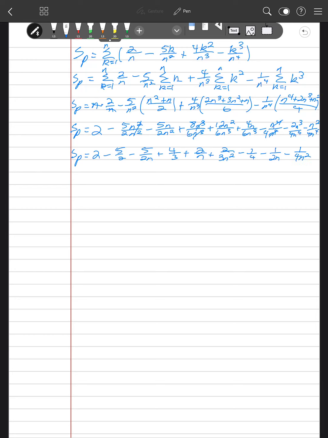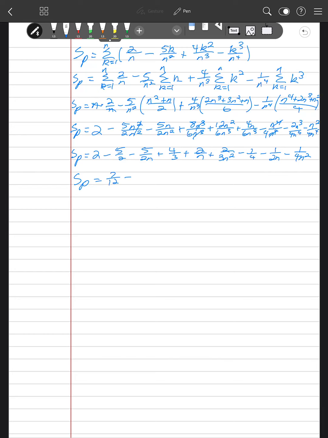And now we can take the limit of that as n approaches infinity. Or actually, first, before we take the limit, let's combine like terms. So S sub P, we've got a 2, negative 5 halves, a 4 thirds, and a negative 1/4. The quickest way is probably to put that in our calculator just to be sure. So when I put that in my calculator, I get 7/12.